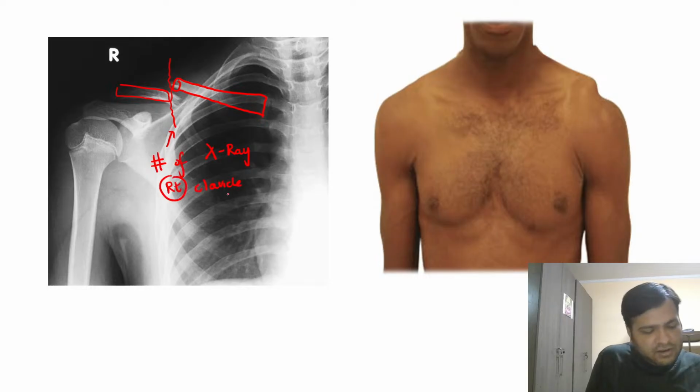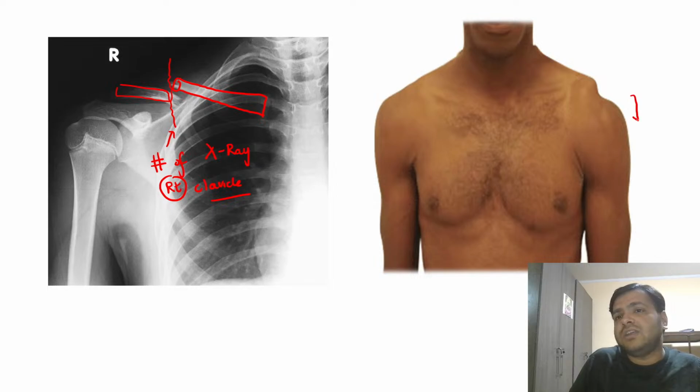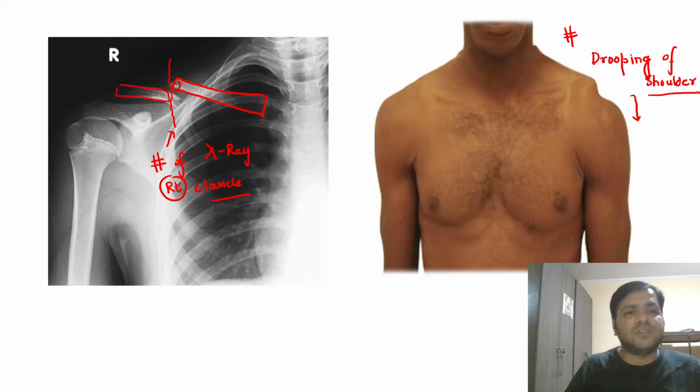And over here, you guys can very well assume that this fracture has resulted into a condition called as drooping of the shoulder. Very, very important. The fractures of clavicle can result into a condition called as the drooping of the shoulder. Kandha pura niche utar jata hai, that is called as the drooping of the shoulder. Guys, remember why it happens.